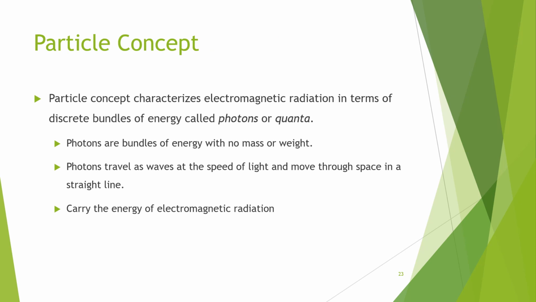The particulate concept characterizes electromagnetic radiation in terms of discrete bundles of energy, which are called photons or quanta. Photons are bundles of energy and they have no mass or weight. Photons travel as waves at the speed of light and move through space in a straight line. They carry the energy of electromagnetic radiation. A photon is a bundle of energy that has no weight or mass and has the ability to collide with electrons found in the outer orbital shells of otherwise electrically stable atoms, which results in ionization when an electron is lost.